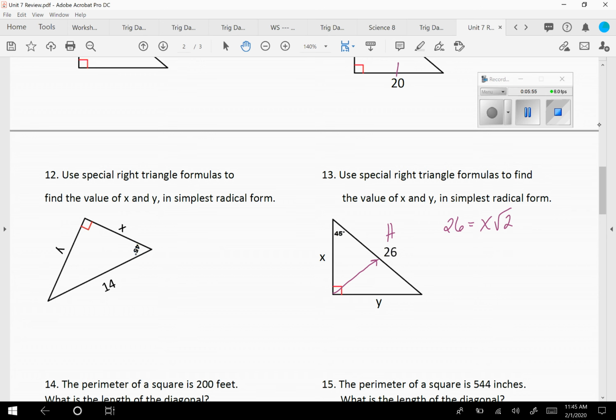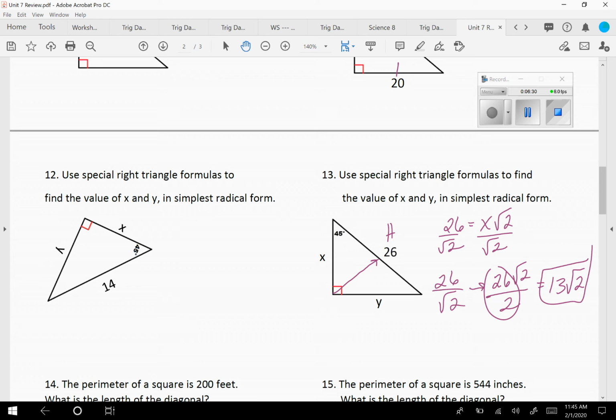So remember, like I told you guys, when you want to go from the hypotenuse back to the leg, you have to divide by square root 2. So 26 over square root 2, well, you have to rationalize this radical here in the denominator. So you can use the trick I showed you. Put 26, and you put the square root 2 up top, and put the 2 on the bottom, and then you look. Can I divide 26 by 2? Yes, you can. It's 13, and then you put that square root 2. That's it.